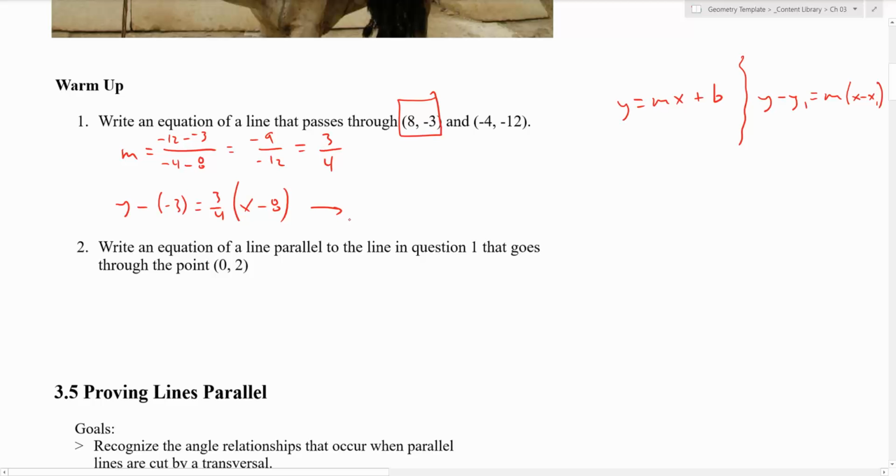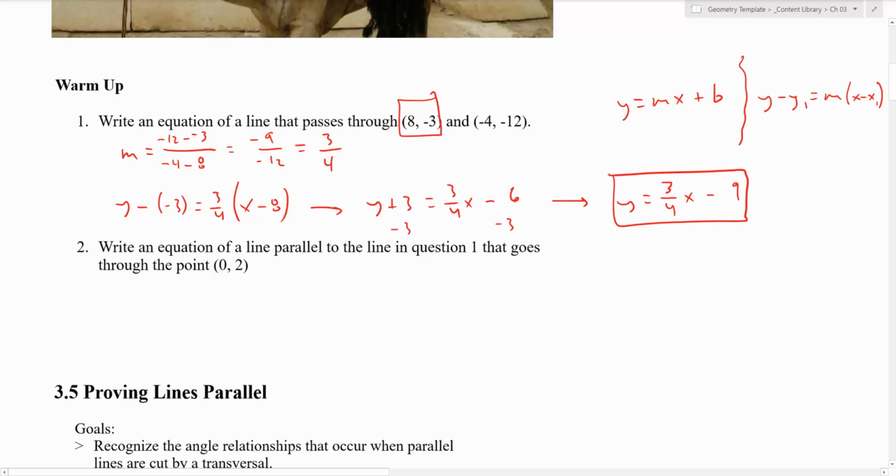Let's go sideways. y plus 3 equals 3/4 x. I'm distributing the 3/4 to the x minus 8: 3 times 8 is 24, divided by 4 is 6. Now I'm going to subtract 3 from each side, and we have y equals 3/4 x minus 9. Easy peasy, right?